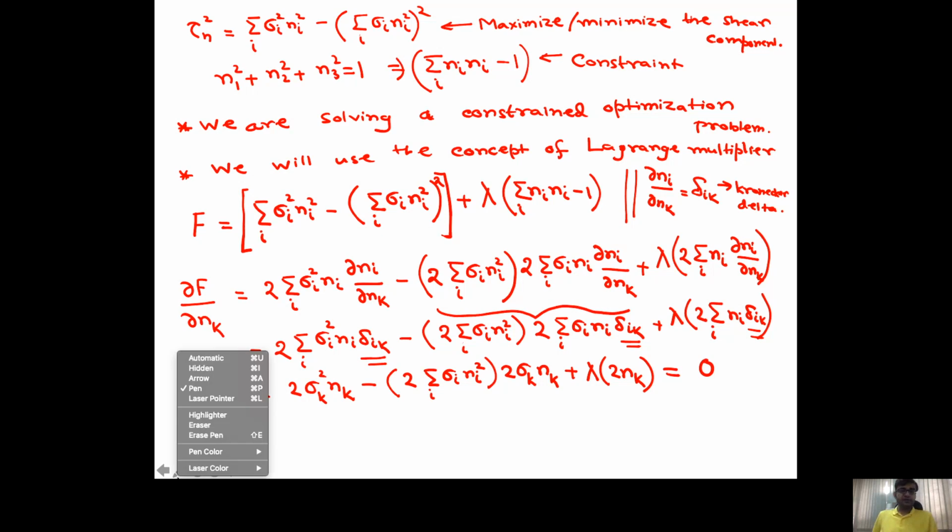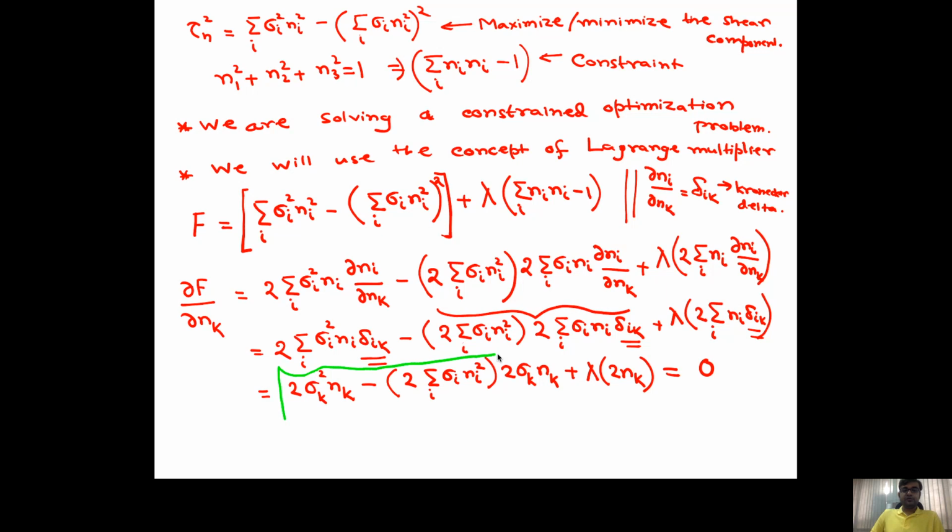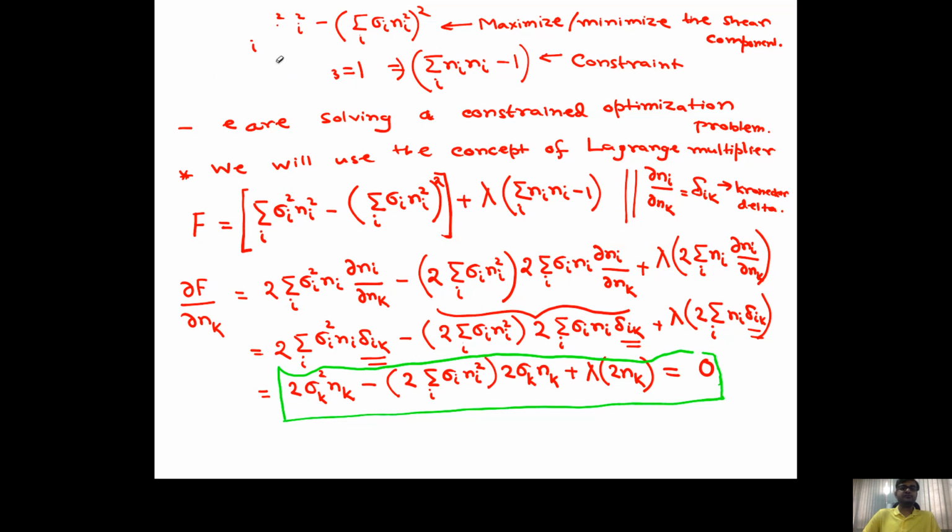So let me change the color again. I will use green. This is going to be very important. This is what we will use. This is the only thing that we need from this point onwards, and everything else I'm going to delete or erase so as to make space again. Except the one marked in green, I'm going to delete everything.